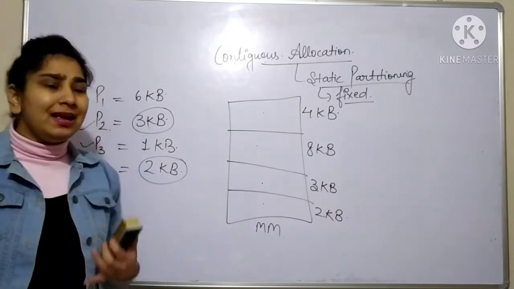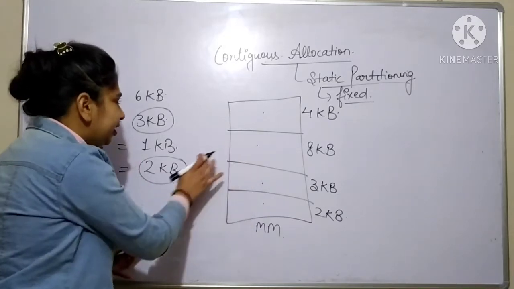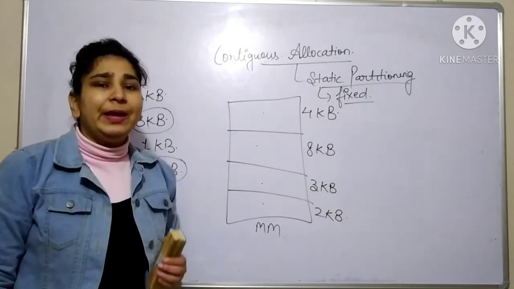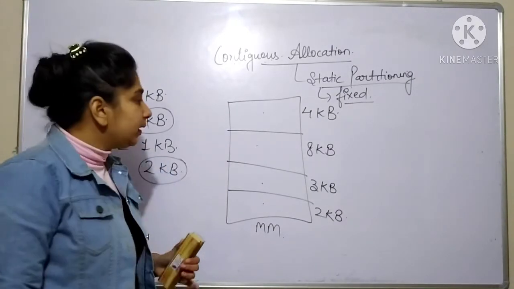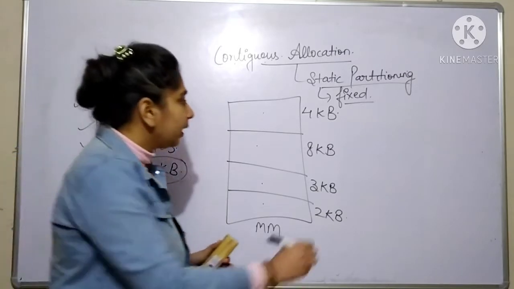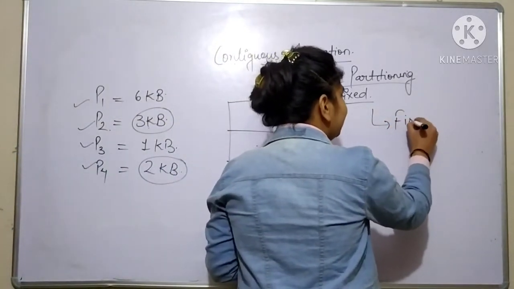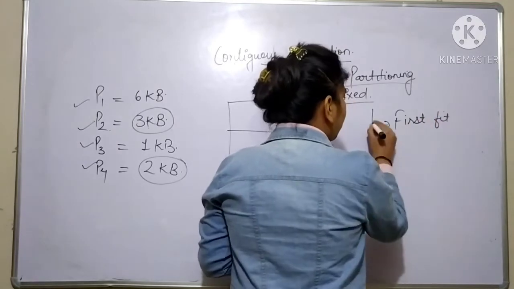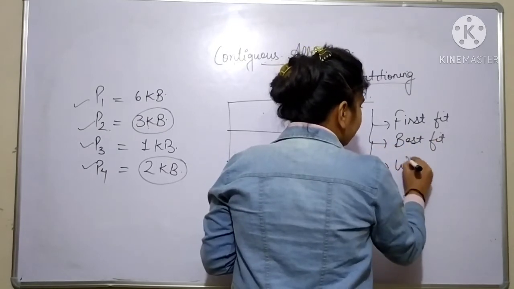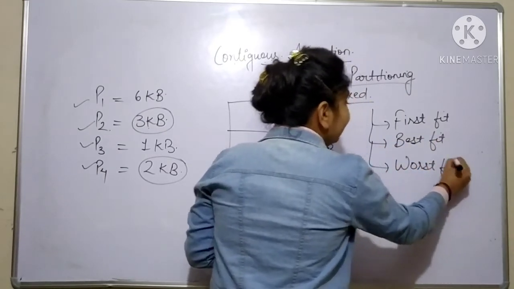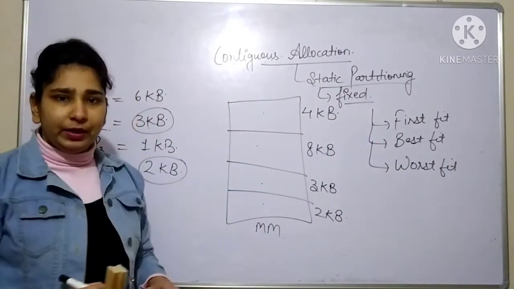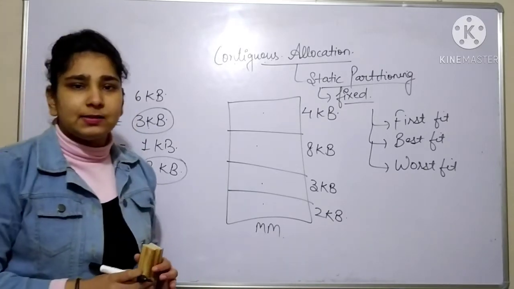So the question is, how to assign a main memory partition to the process? Which algorithm should we use? We basically have 3 algorithms to assign a main memory partition to a process. Firstly, we have the first fit algorithm, we have best fit, and the third one is worst fit. These 3 algorithms are there to assign a main memory partition to the process.